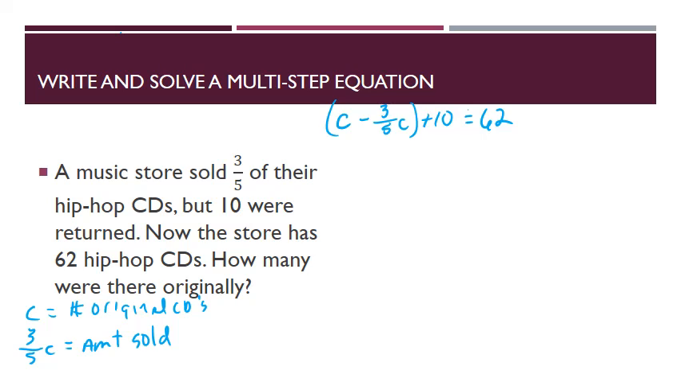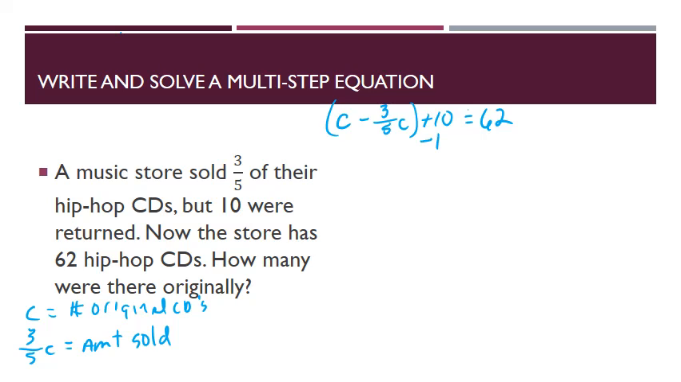Now, C minus 3/5 C, that was the amount sold, but we've had 10 come back in the door, and we've got a total amount of 62 in the door. We can think about it like this. We had an original amount that was C. That's how many we had on hand. 3/5 of those left, but 10 came back. All right, let's go ahead and solve this thing.